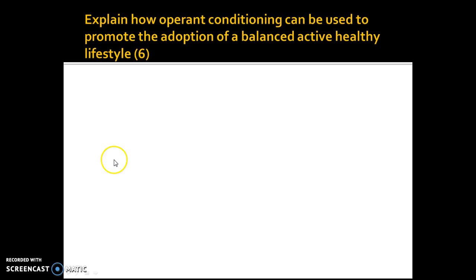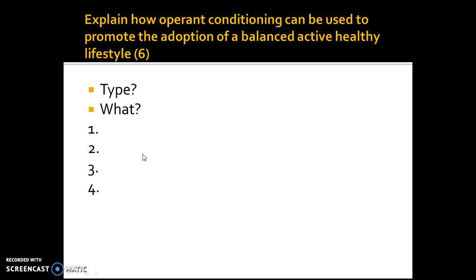Next one, last question. Explain how operant conditioning can be used to promote the adoption of a balanced, active, healthy lifestyle. The triggers you're using for these. What type of theory is it? What type of learning theory? What are those? So once you've got that word, what is that word trying to do between what two things? Then what are the 4 stages of operant conditioning?